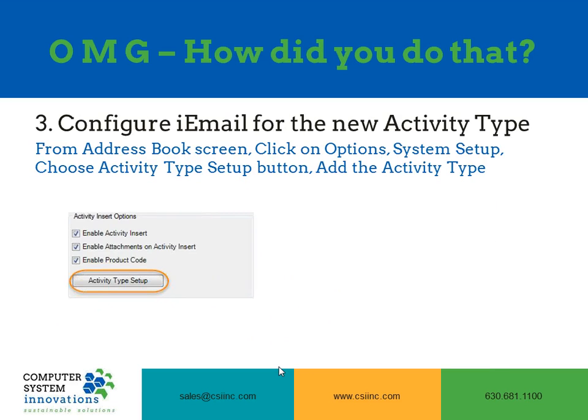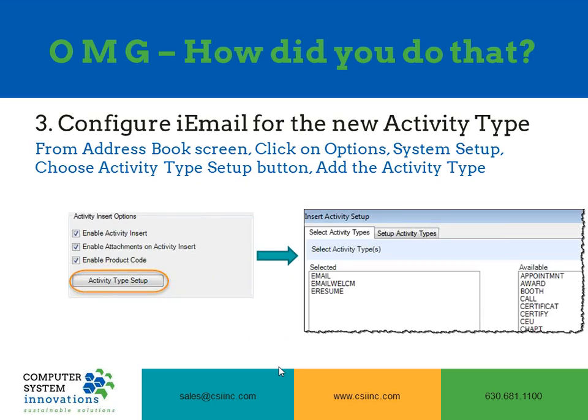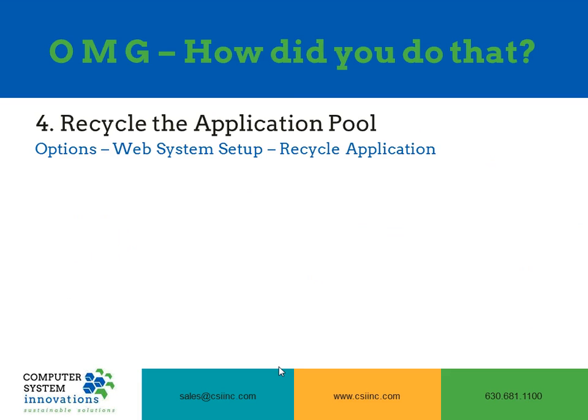The next thing I did was I configured iEmail for the new activity type. I went into System Setup, and I clicked on the Activity Type button. And when I did that, I saw this. And I was able to choose that I wanted email welcome to be available to iEmail from now on. So I did that, which is pretty neat.